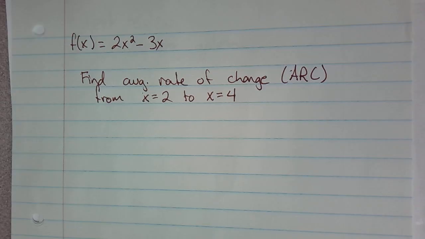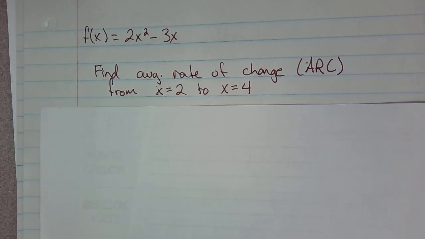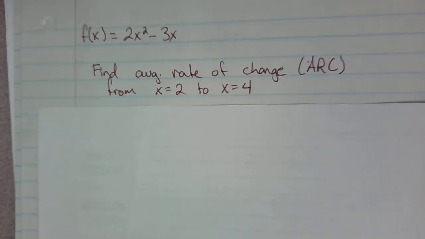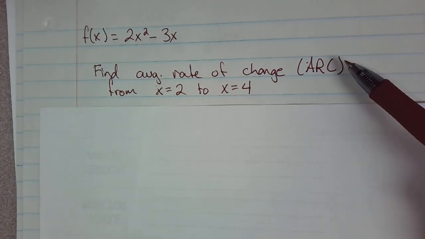Find the average rate of change from x equals 2 to x equals 4 given this function. Find the average rate of change on this function from x equals 2 to x equals 4. So don't overthink it, guys, as Noah once said.